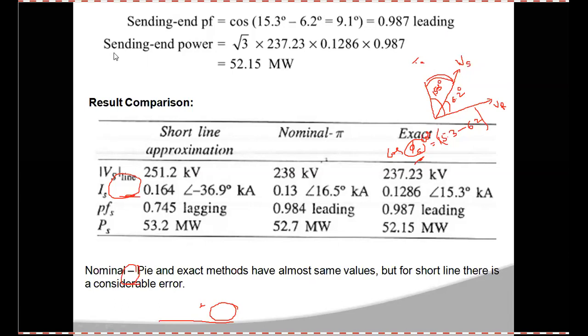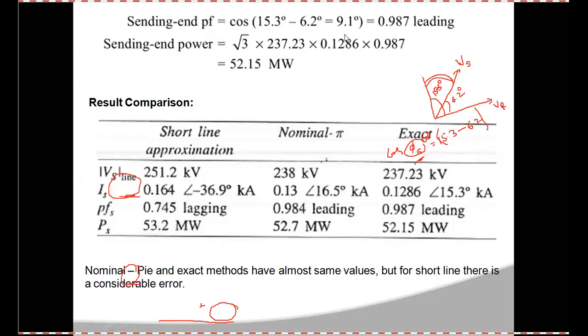Okay, and you have got the Vs, Is, and power factor. Then the sending end power can be calculated simply as √3 into VL IL cos phi. So as it is the sending end power, you get √3 into Vs into Is into cos phi s. All Vs and Is values here are line values. Vs line value is 237.23 and Is line value will be same as the phase value, which is 0.1286, and power factor is 0.987. So you will get the total sending end power as 52.15 megawatts.